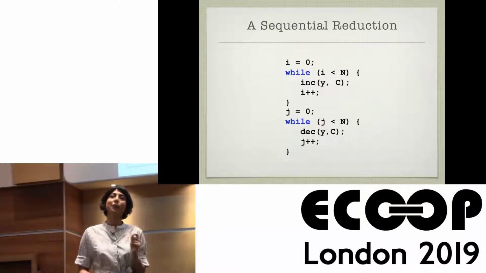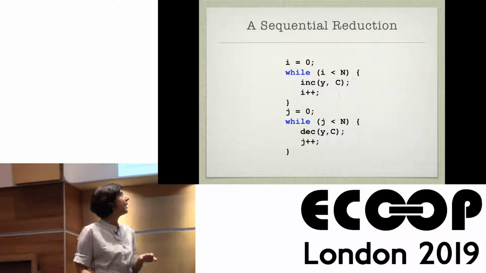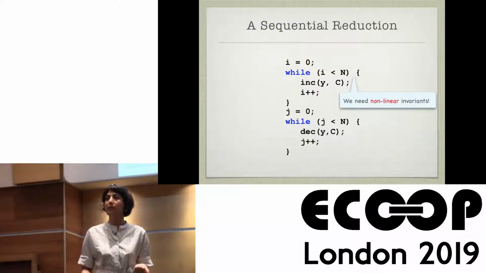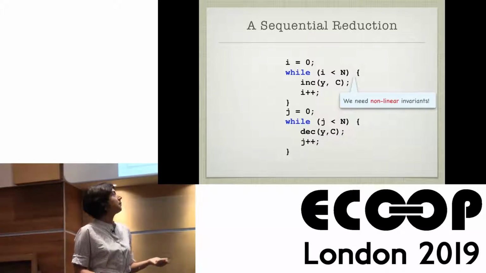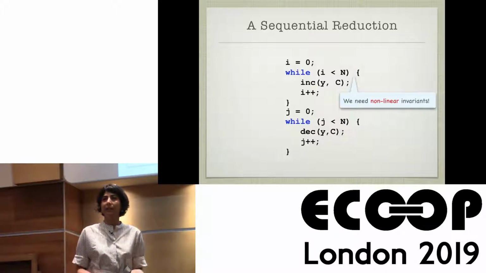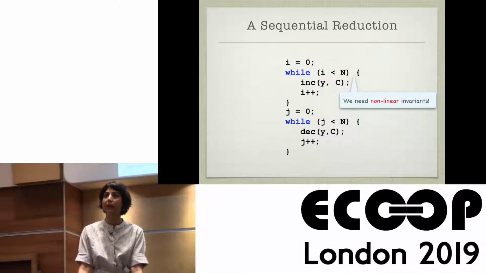But now the twist is this. For automated verification, this sequential reduction is useless. Why is this useless? Because the invariant that I need to prove this sequential reduction correct is a nonlinear invariant now. I need to actually establish by the end of the first thread that I have n multiplied by c in counter y, so that then I can, at the end, start decrementing that down and arrive at 0. And nonlinear invariants are not really good for automated verification.